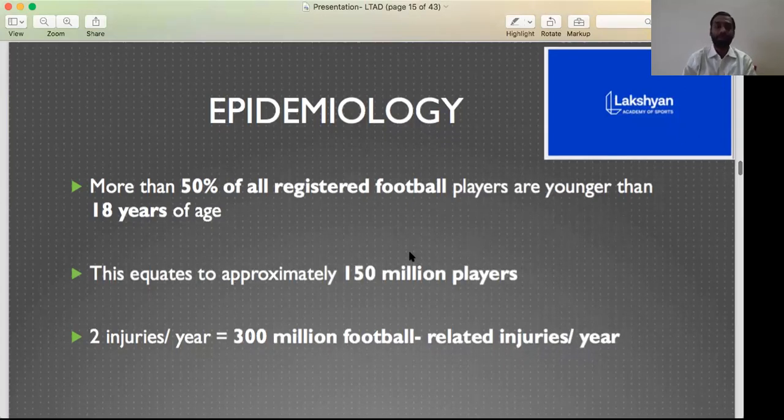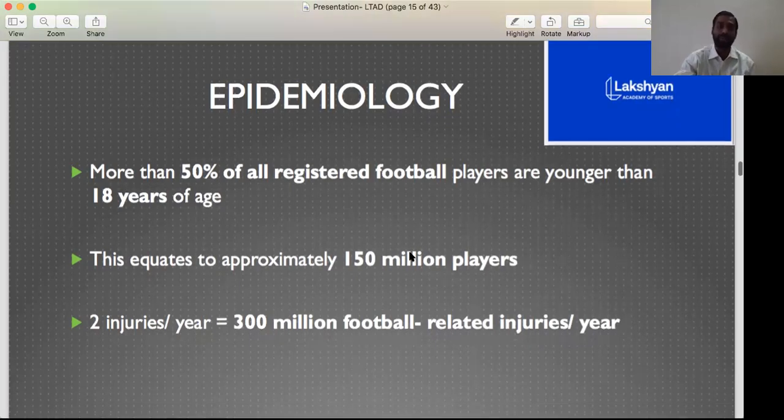So just to give you some numbers, right? More than 50% of registered football players in the world are below the age of 18 years. That means in the whole world, of the people who are playing football, half of the population is less than 18. And this equates to approximately 150 million players in the world. Just imagine 2 injuries per year per athlete becomes 300 million football-related injuries alone in one particular sport. So just imagine the magnitude of the menace we're looking at and will be encountering, right?